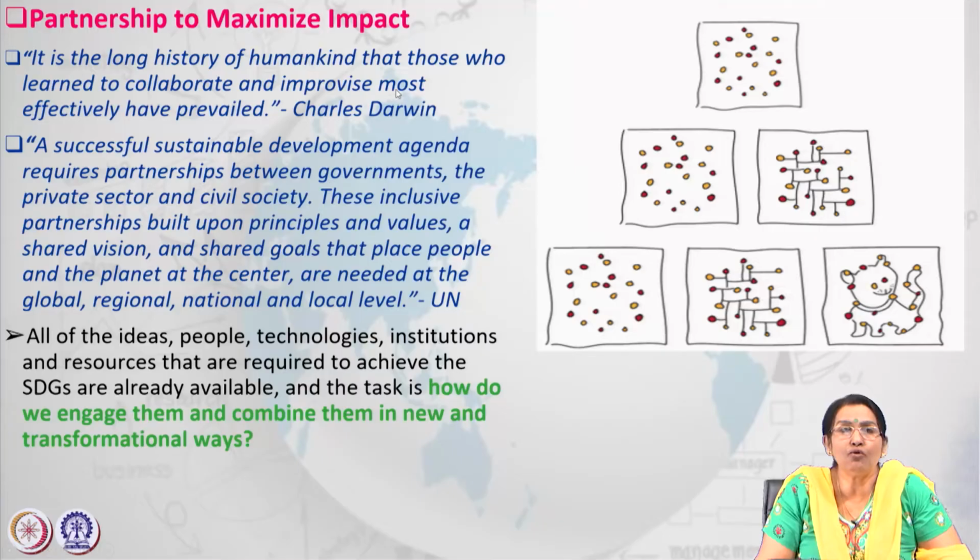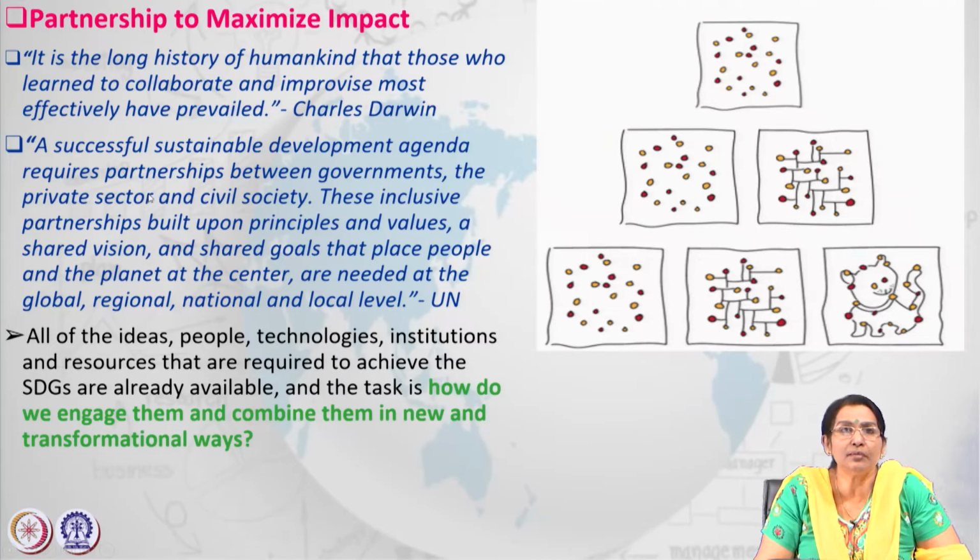So, now you can say, how to maximize the partnership? As per Charles Darwin's definitions and statement, it is a long history of humankind that those who learn to collaborate and improve most effectively have prevailed. That means it promotes collaborative learning, collaboration, cooperation. And that can give us the maximum output, maximum outcome for effective well-being, happiness and prosperity in any country or across the globe. So, that is Charles Darwin's principles, or I can say his philosophy.